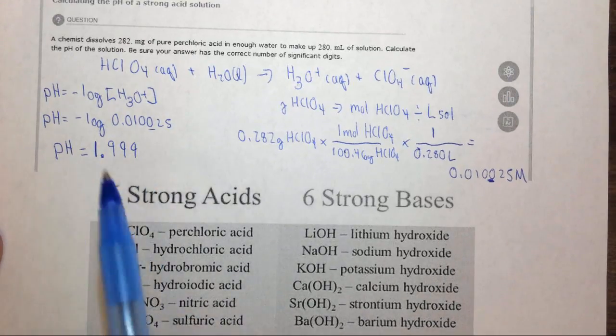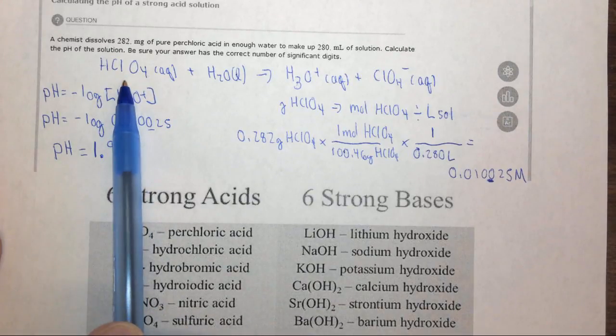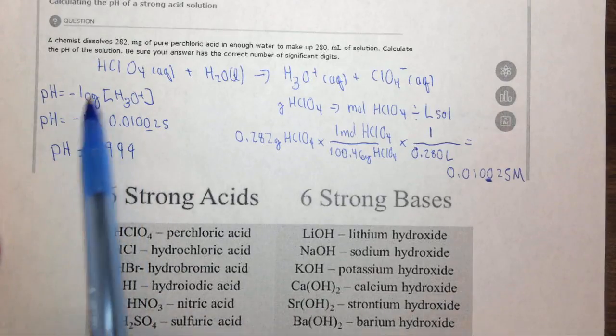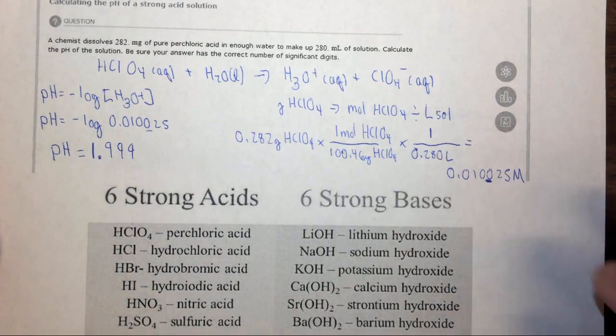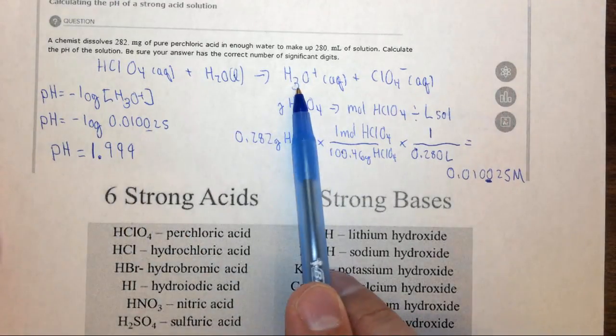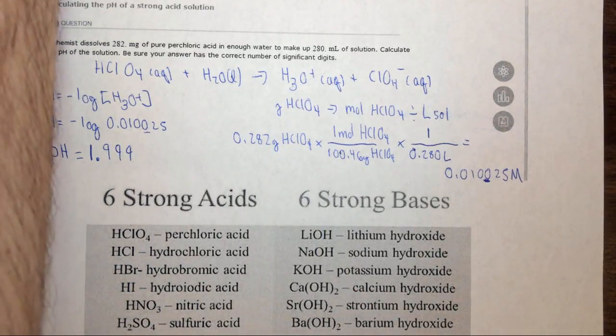Note that you can only find the pH this way by finding the concentration of the acid if it is a strong acid. If you have a weak acid, which you will later, you can't do this. So this only works if you have a strong acid where all of the acid forms H3O plus, which is the definition of a strong acid.